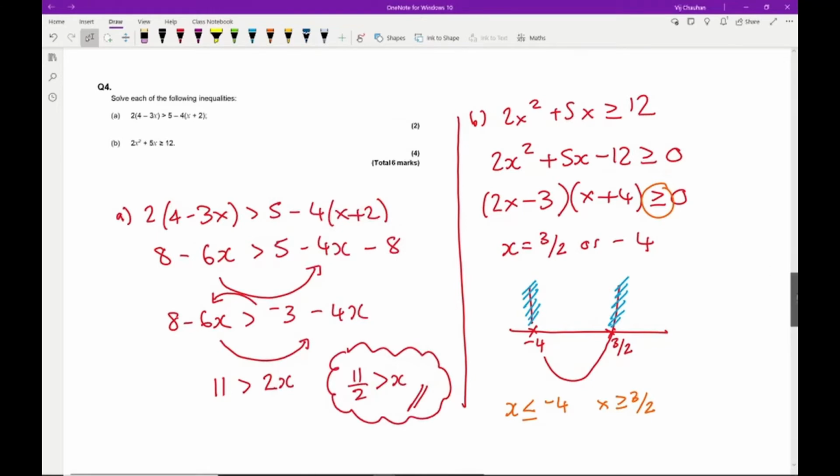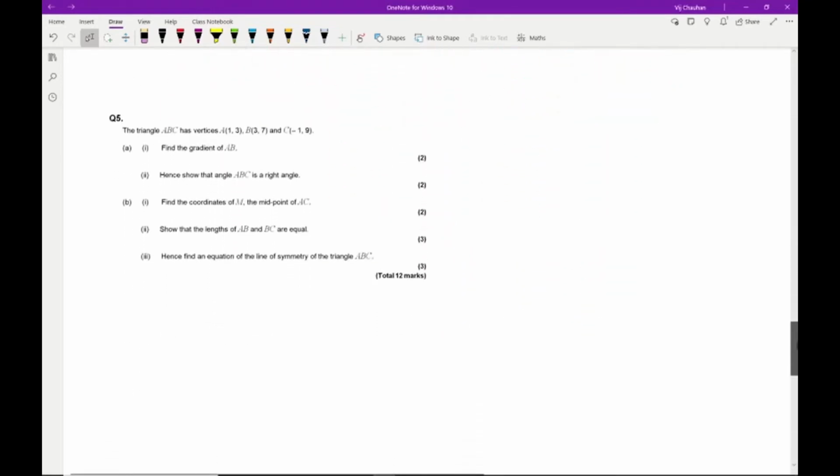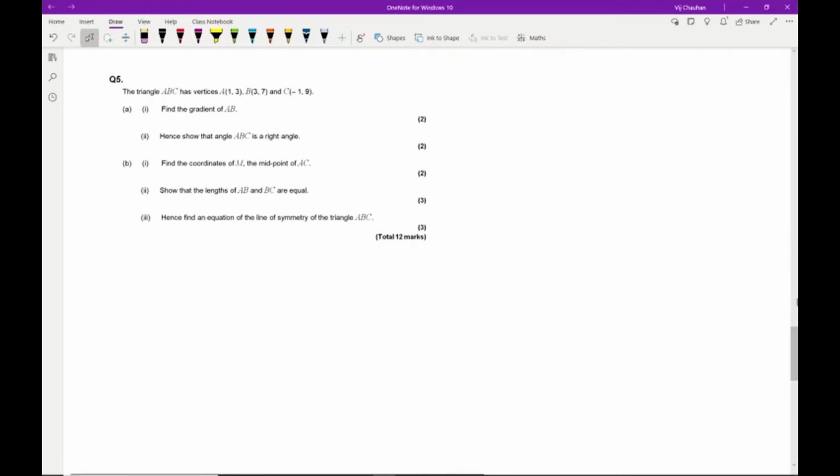So let's move on to the next question, question 5. This is involving coordinate geometry. Now this is quite a basic question, simply because it just goes through the basics. Each question is worth 2 or 3 marks, so let's have a look at what we get. With question 5, it says the triangle ABC has the vertices of these 3 coordinates, and the first question is to work out the gradient of AB.